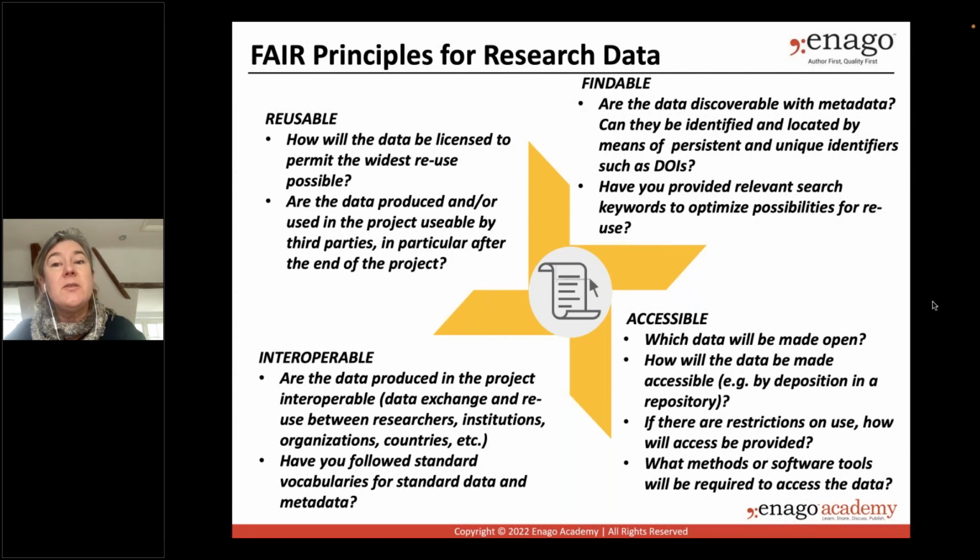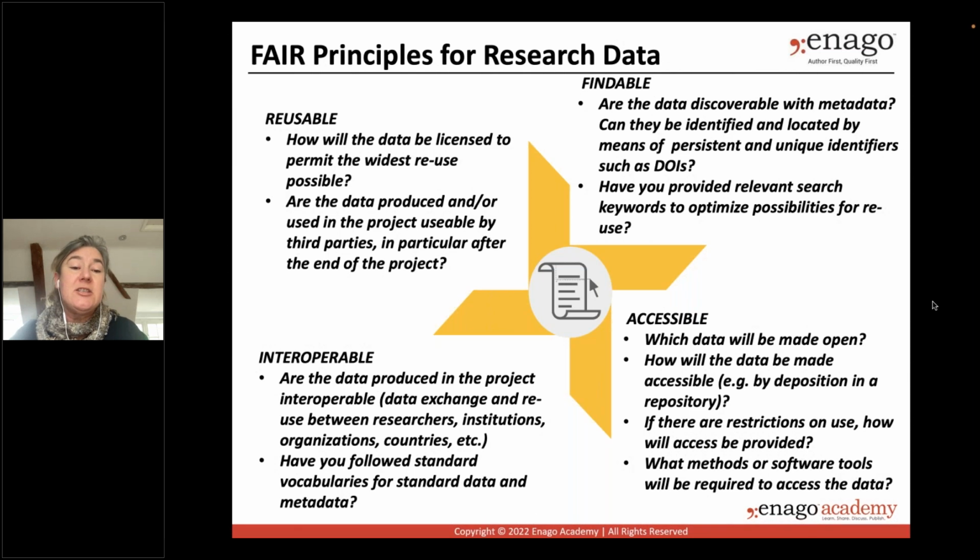So you've got the findable: how discoverable is the data, and how easy is it to connect with. Then accessible: it's not necessarily open, but how minimal are the restrictions that can be put on it, and are the software or other interfaces required available as well to be able to access it. You've got the interoperability.